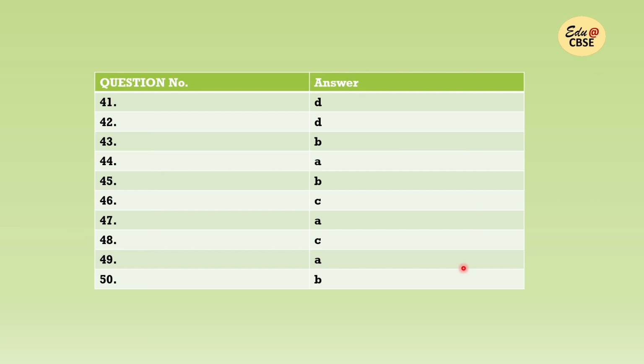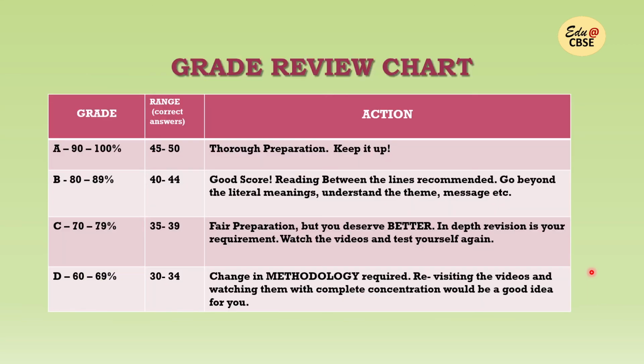So these are the answers from 41 to 50. So I hope that you performed well. Now after this you can check your performance. Now how are you going to check your performance? This is the grade review chart. So if you fall in this first category, that means between 45 to 50 of your answers are correct, yours is a thorough preparation, keep it up.